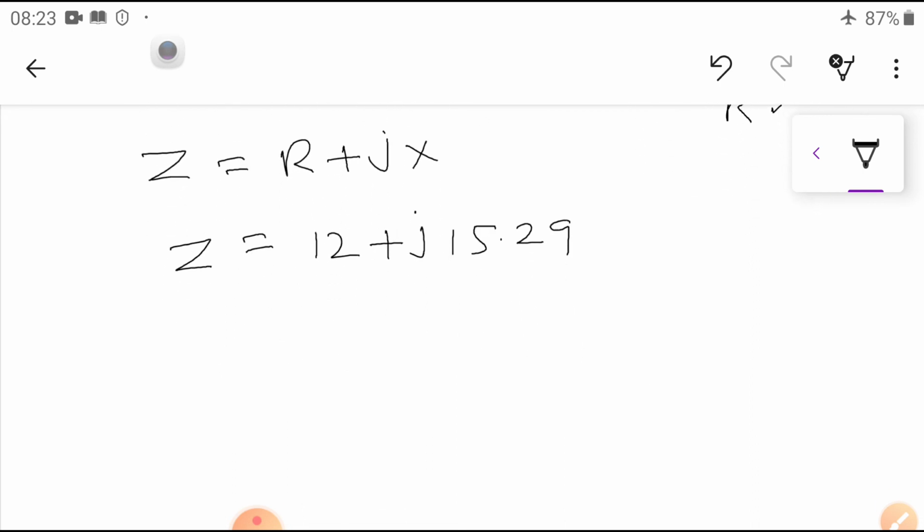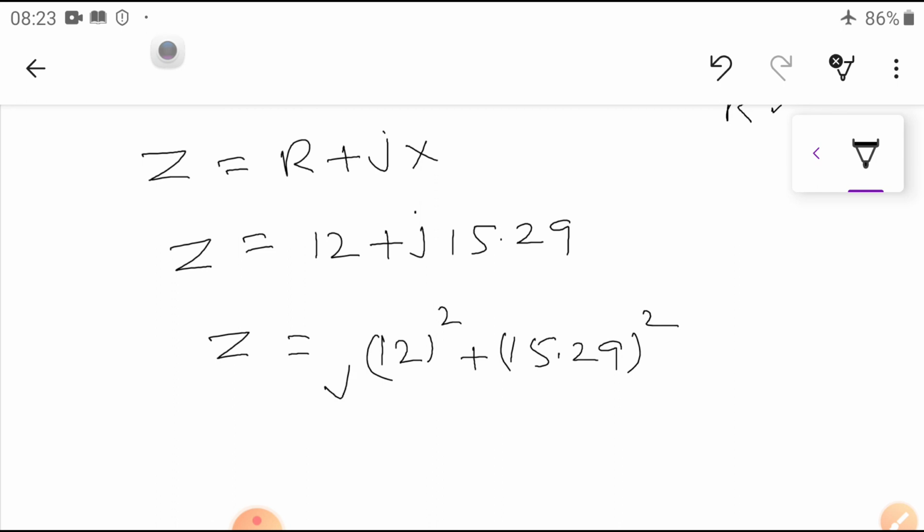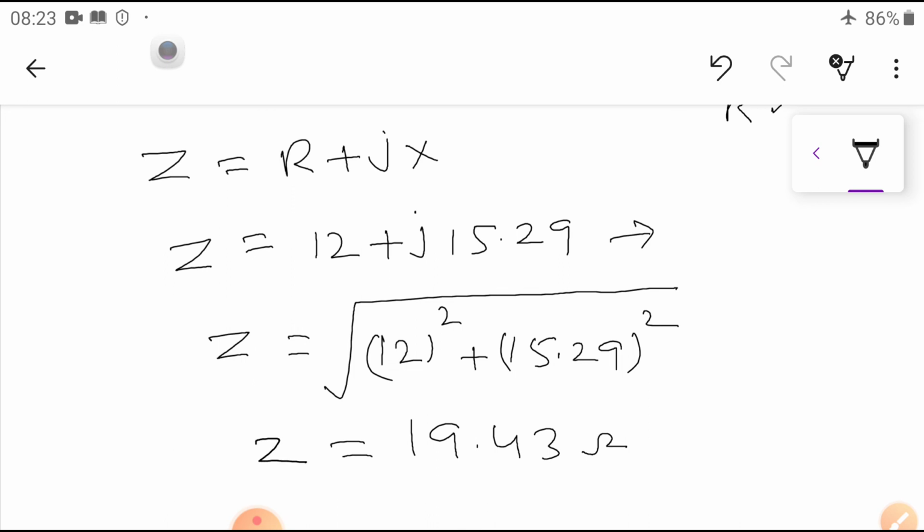From this one, you convert to the polar form, so we are going to get the Z value. Z is equal to the square root of 12 squared plus 15.29 squared. But you have the calculator, so simply convert to polar form. So you are going to get 19.43 ohms. Z we know.